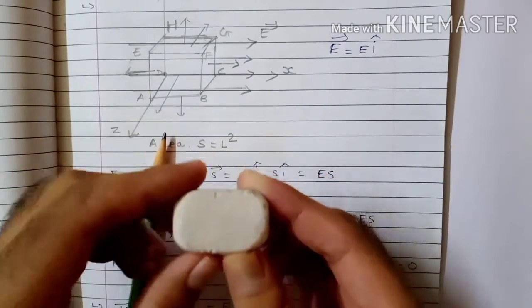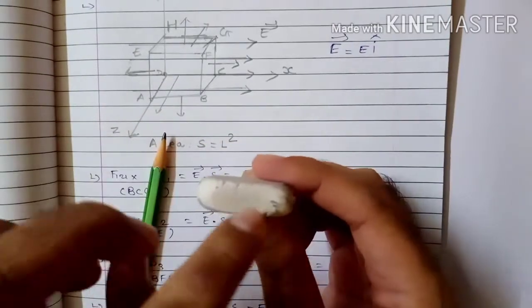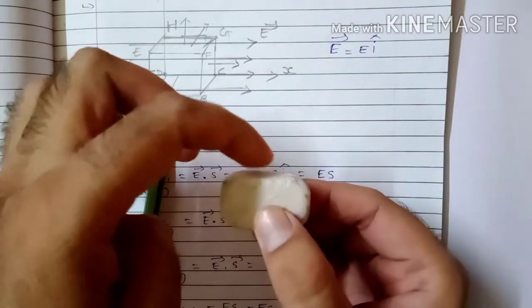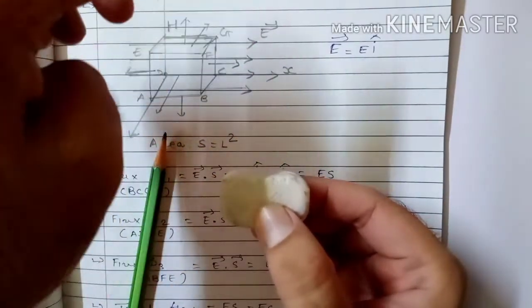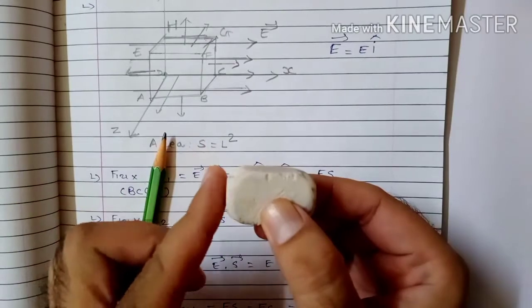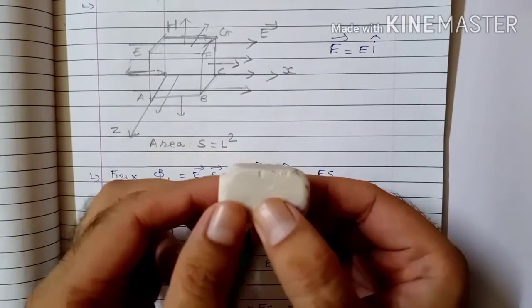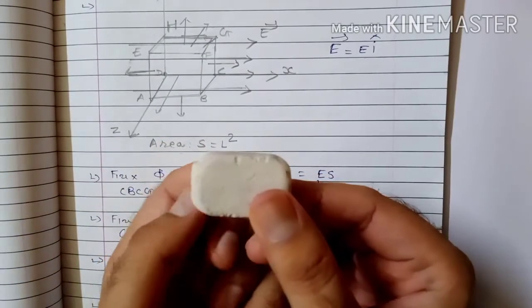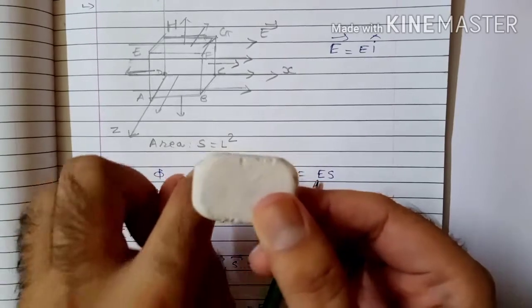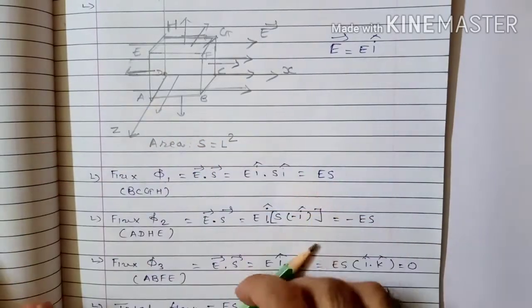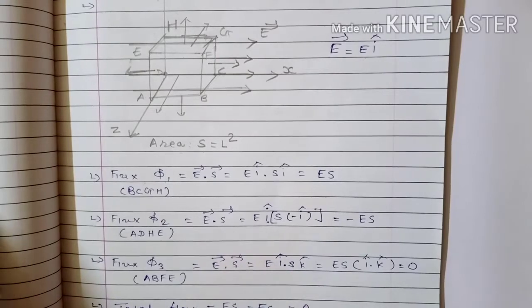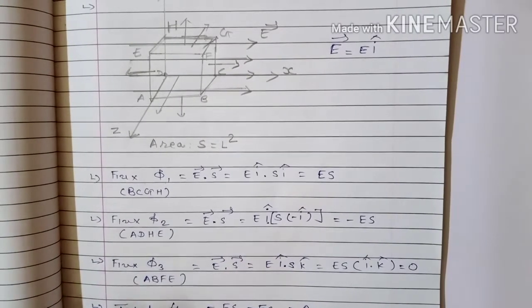Okay, upward direction. Here if we consider this surface, then area vector will be in this direction. If I consider this surface, then area vector will be in this direction. If I consider lower surface, then direction of area vector will be in downward direction. This way we have to consider the direction of area vector. Area vector is always perpendicular to the surface.